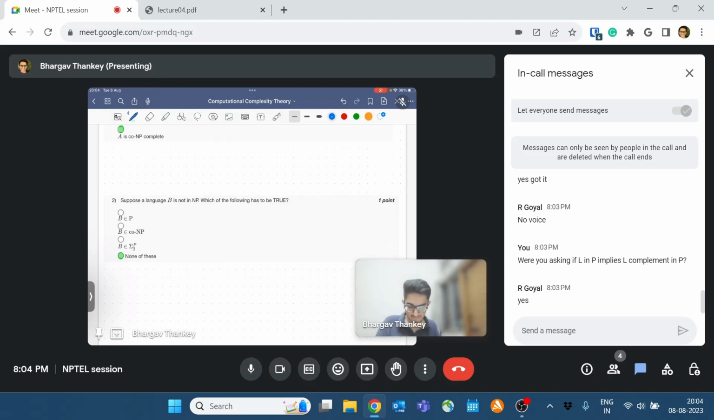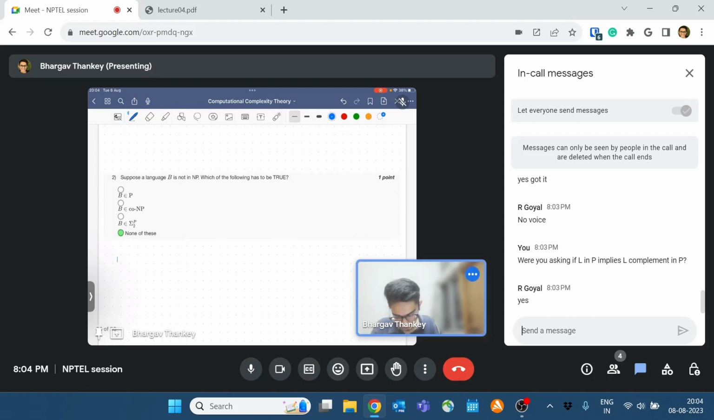If B is not in NP, here's an example. Halt is not in NP, right? Halt is the halting problem, correct. It is not in P, it is not in co-NP, it is not in sigma 2p, because if it were in any of these three, it would be decidable, right? But halt is semi-decidable. So there exist languages which are not in NP, but are not in any of these either. Correct.